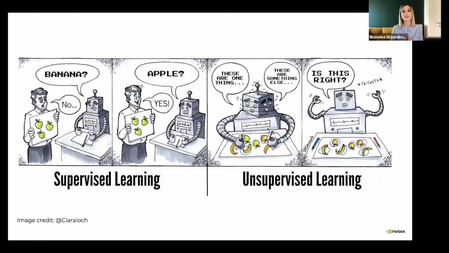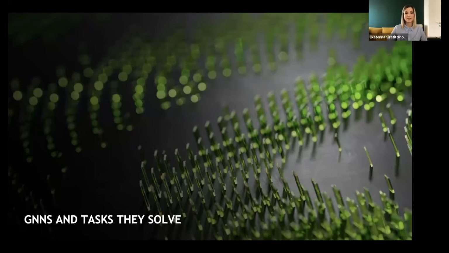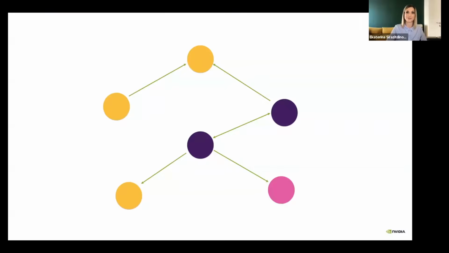And there is another notion, the so-called semi-supervised learning. In semi-supervised learning, you typically label a fraction of your data set, and the network also learns from the rest. Many graph neural networks are designed to be semi-supervised learning networks. So let's see what kinds of graph neural networks we can have and what tasks they solve.